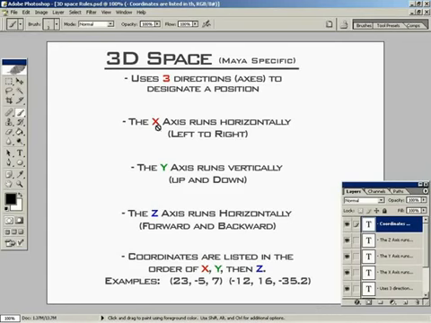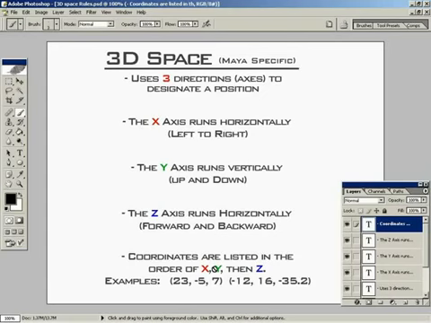Also, notice this. I have color-coded X, Y, and Z. X is red, Y is green, and Z is blue. RGB equals XYZ. A little thing I want you to know. Keep that in your head. I'm going to plant a little seed right now.